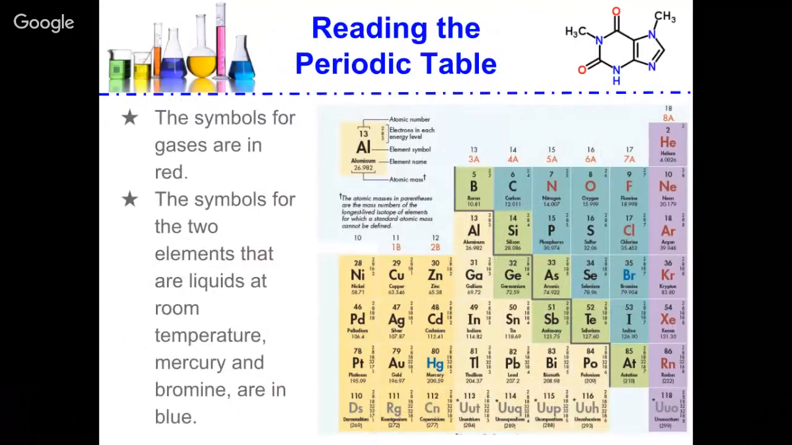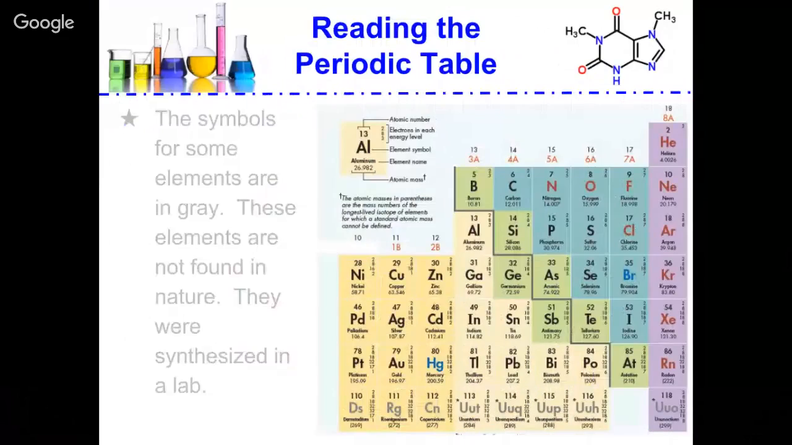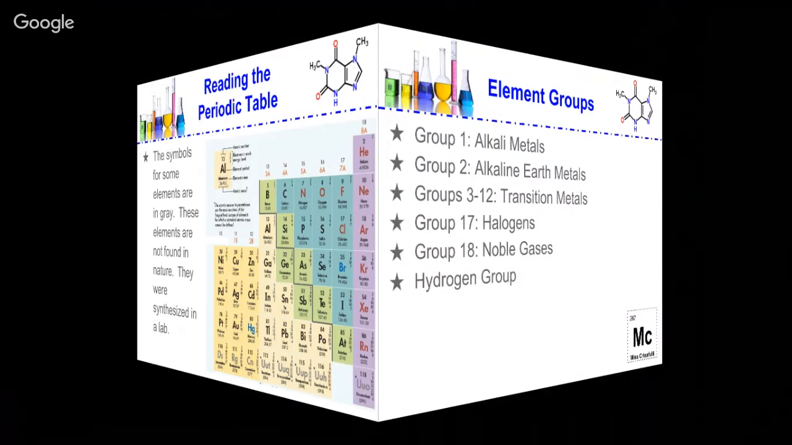Now, the symbols that are gases are in red, and the symbols for the two elements that are liquid at room temperature, mercury and bromine, are blue. Now, there are some symbols that in this picture are gray, and in the periodic table in the back of my room, they're actually outlined in white. And remember, these are because they were not found in nature, and they were synthesized in a lab.